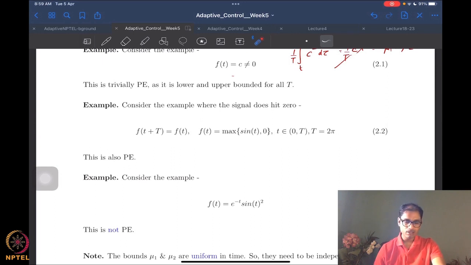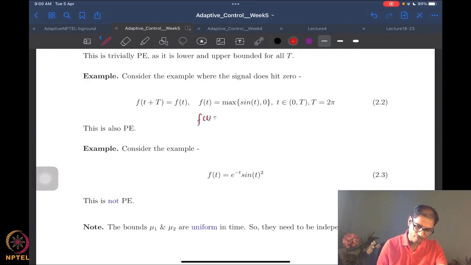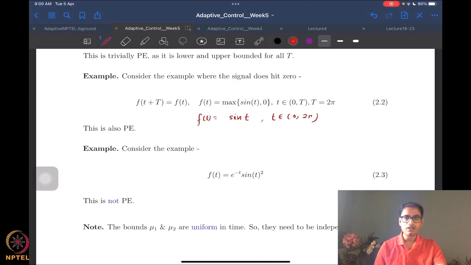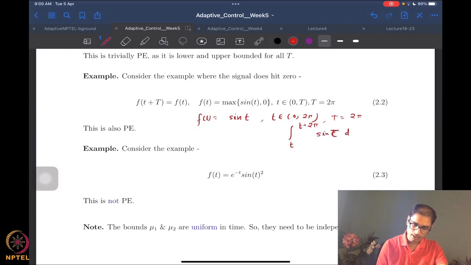So we take the max of sine t and zero, and the purpose of this is to make sure that you don't go below zero. That's all. Not that it matters so much. In fact, I could just take something like f of t is sine t, t from 0 to 2 pi. Now if I take capital T equal to 2 pi, then I'll be doing the integral from some t to t plus 2 pi of sine squared tau d tau. Right? It's basically sine squared tau d tau.